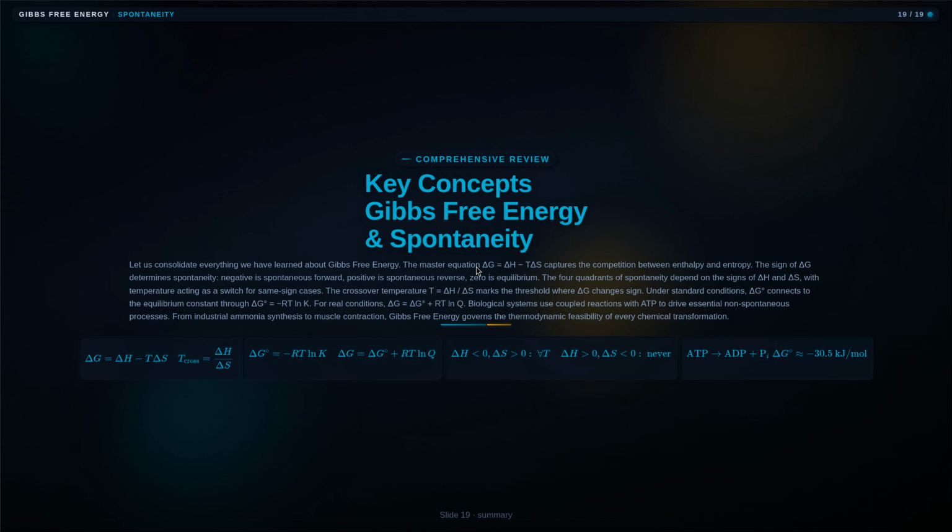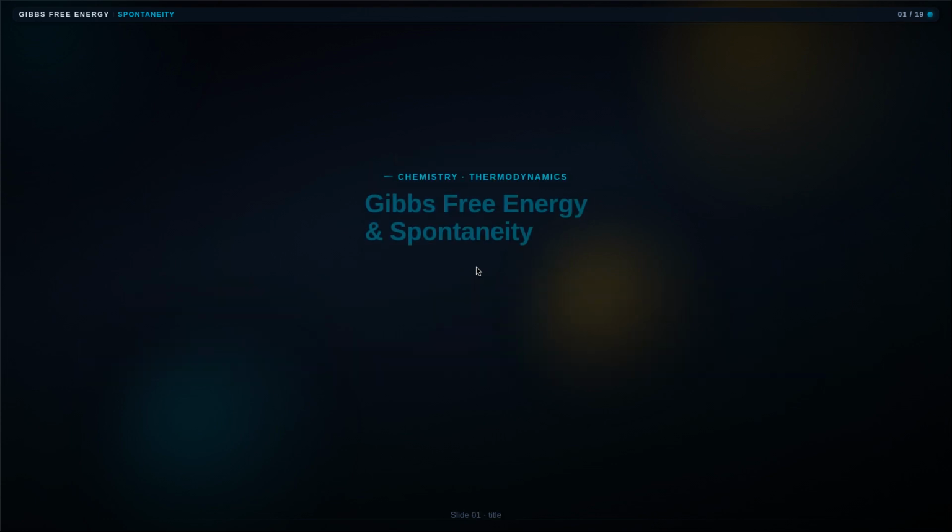The crossover temperature T equals delta H divided by delta S marks the threshold where delta G changes sign. Under standard conditions, delta G naught connects to the equilibrium constant through delta G naught equals negative RT ln K. For real conditions, delta G equals delta G naught plus RT ln Q. Biological systems use coupled reactions with ATP to drive essential non-spontaneous processes. From industrial ammonia synthesis to muscle contraction, Gibbs free energy governs the thermodynamic feasibility of every chemical transformation.